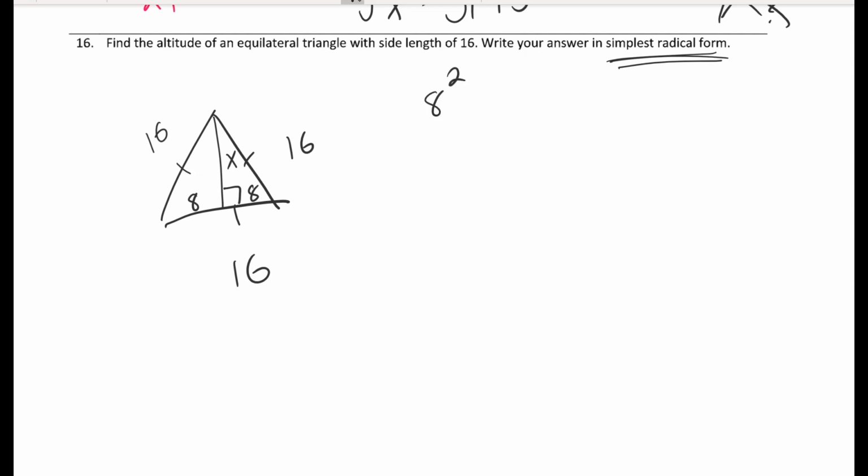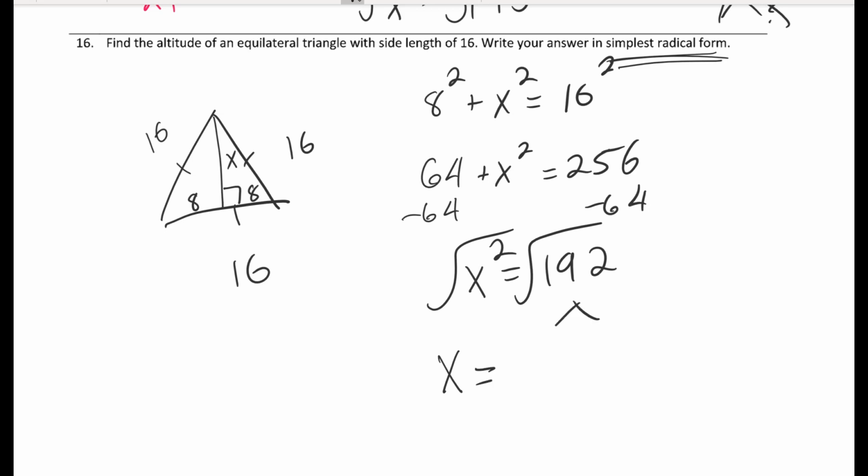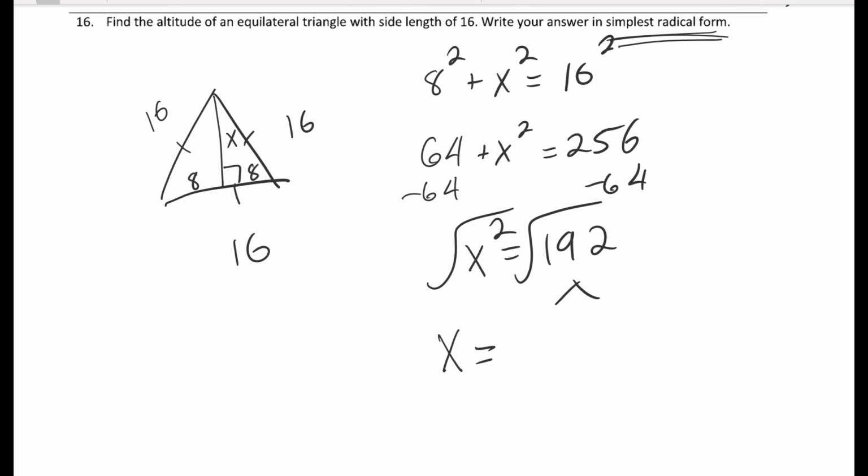So again, I'm missing one of my legs, but I have my hypotenuse. So 64 plus x squared equals 256. When I subtract 64 on both sides, I get x squared equals 192. I take a square root and I get x equals. Now is when I try to simplify. You could play around with a few numbers.